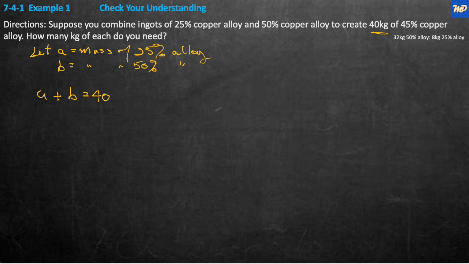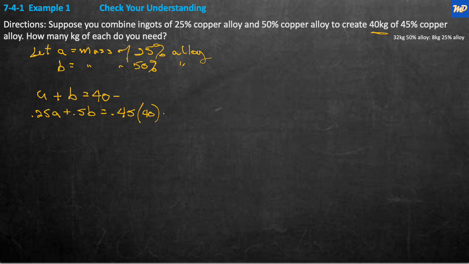And then another equation is going to be what? The copper: 0.25 times A plus 0.5 times B, and that's going to be equal to 0.45 times 40 kilograms. So now these two are equated because we're using 40 in both cases, okay? So now what are we going to do?